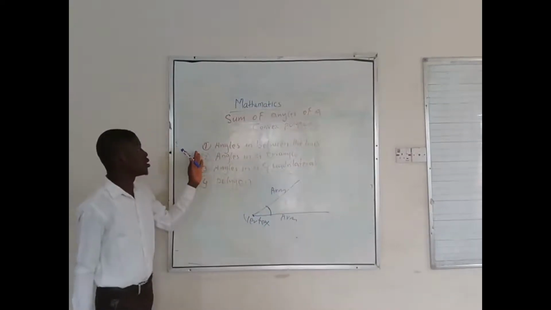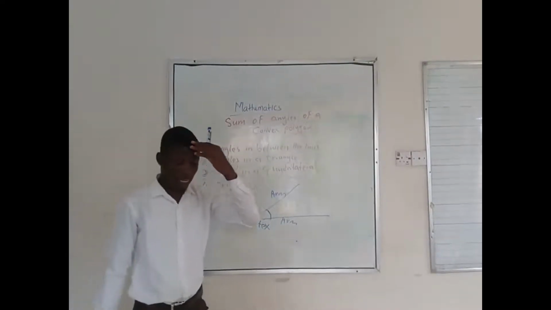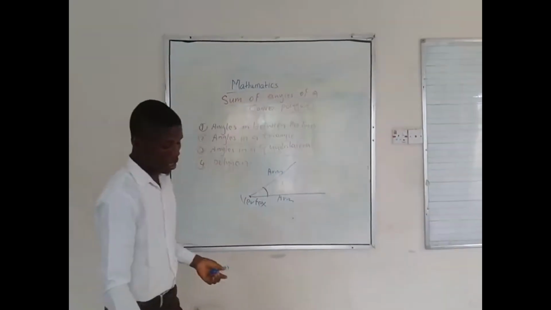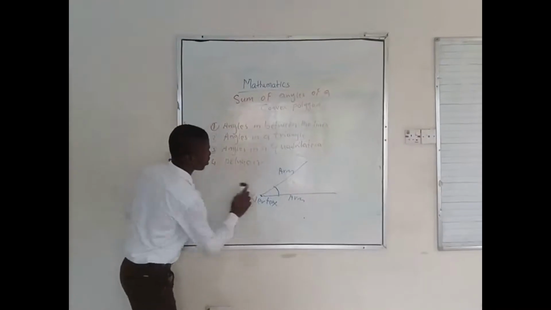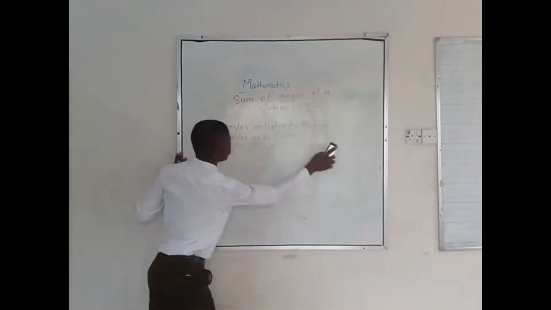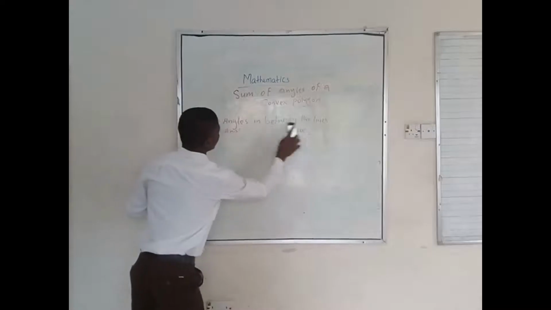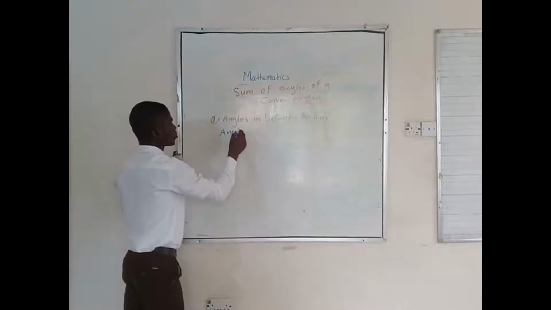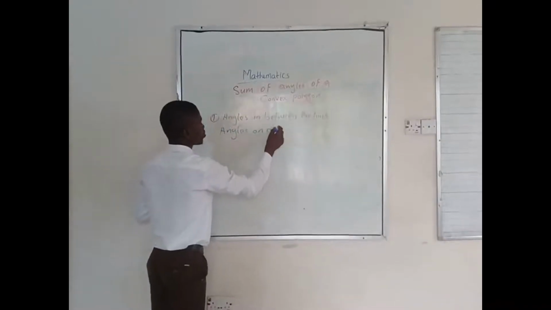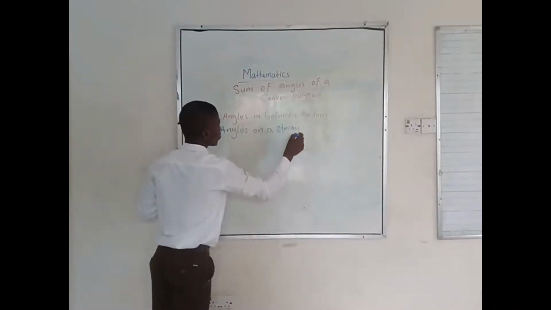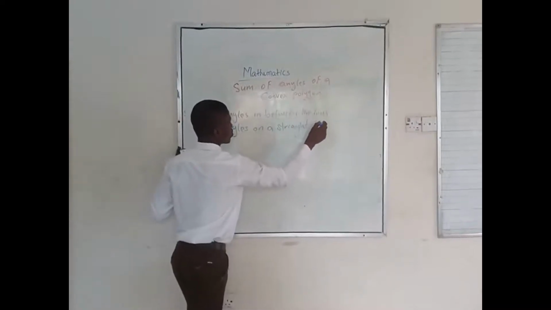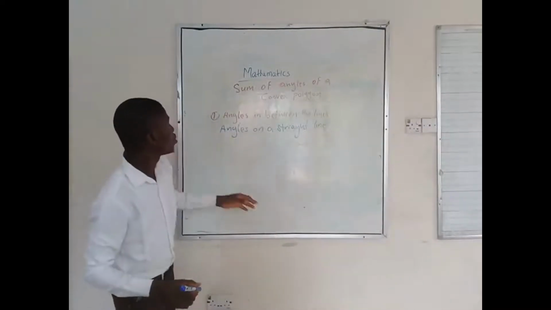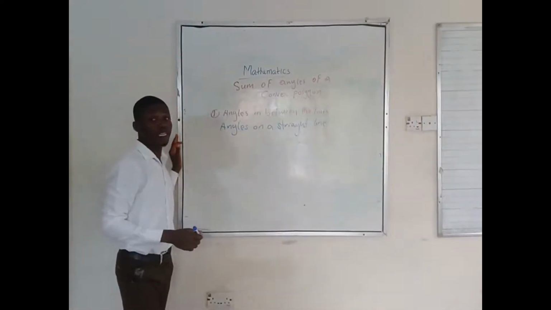But today we are going to discuss angles in between the lines. And the first topic we are going to check is angles on a straight line. We said the sum of angles on a straight line equals 180.